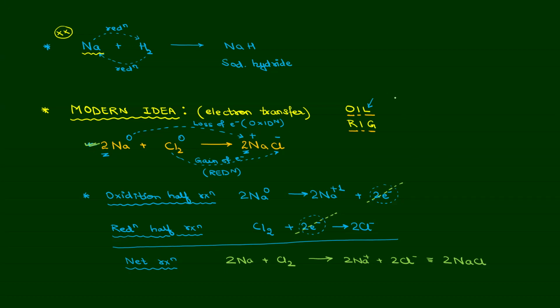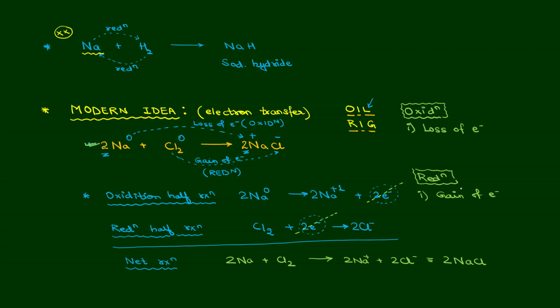So now, from this, we come to the modern idea or the modern definition. Through the modern definition, we say oxidation is a reaction which involves what? I said from the modern idea, through this explanation, we can define oxidation as a reaction which involves loss of electrons, and we could define reduction as a reaction which involves gain of electrons. That's what the OIL RIG I have just reiterated, right?